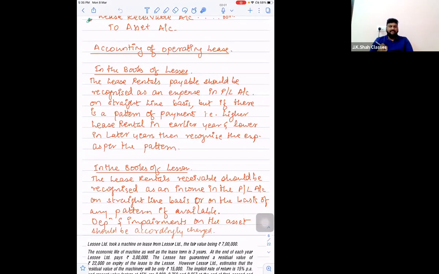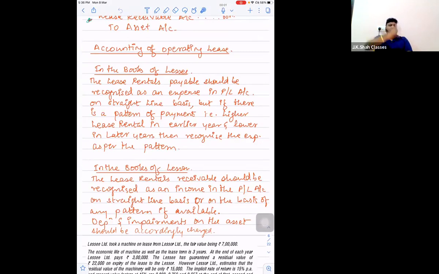Depreciation claims, impairment claims, everything will be done by the lessor only. Lessee will just use the asset and pay the lease rentals to the lessor on a timely basis. That is, it can be either monthly or yearly as the case may be. And whatever lease rentals the lessee is paying to the lessor will be an expenditure for the lessee, and it will be debited to the profit and loss account. And for the lessor, it will be an income which will be credited to the P&L account.